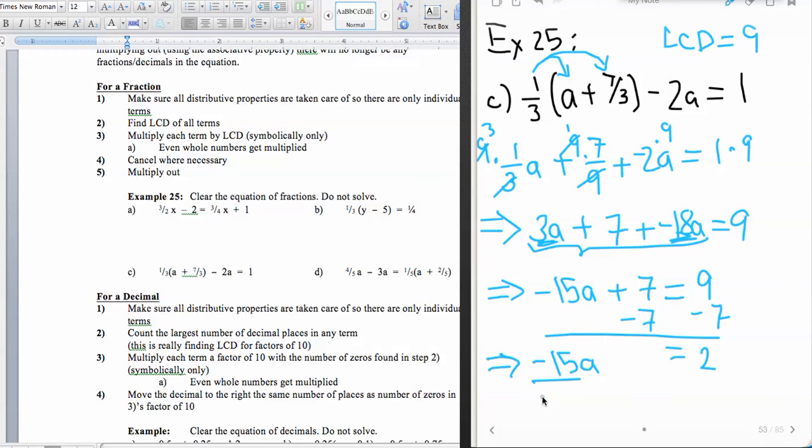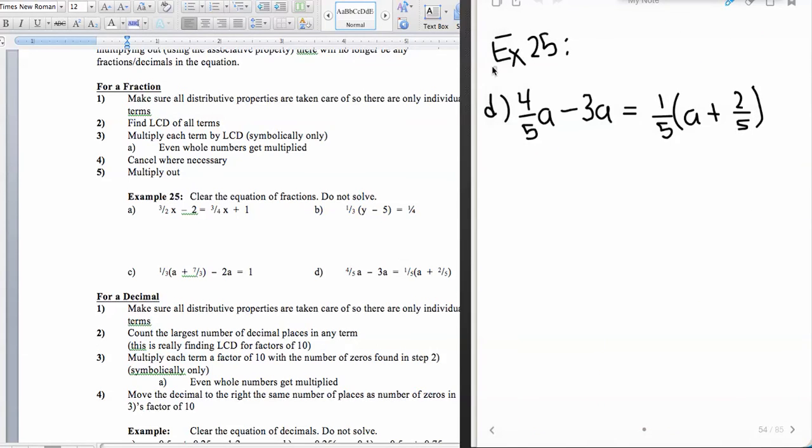And finally, we'll multiply by the reciprocal, which looks like division because it is, and we'll divide by that negative 15. And so what we get is a is equal to a negative 2/15. Again, you see that the fractions have reared their ugly head. There's nothing we can do to prevent that. The answer could very well be a negative. Moving on to part D, excuse me.